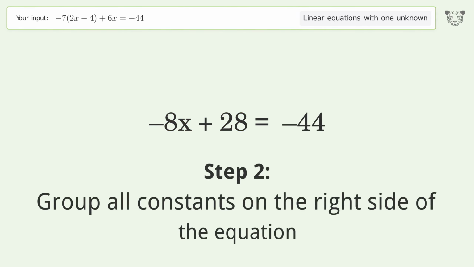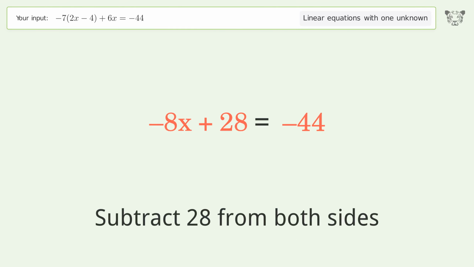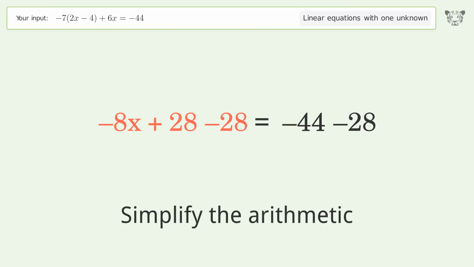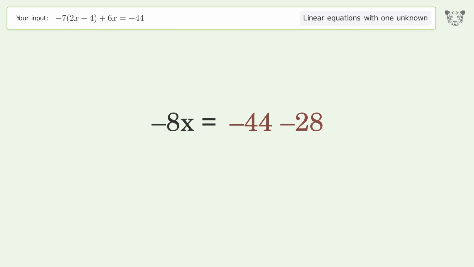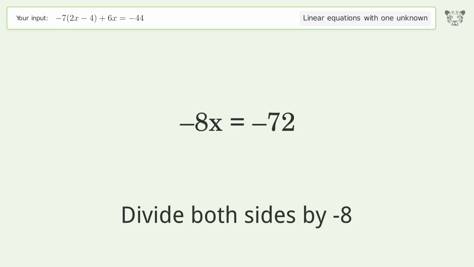Group all constants on the right side of the equation. Subtract 28 from both sides. Simplify the arithmetic. Isolate the x. Divide both sides by -8.